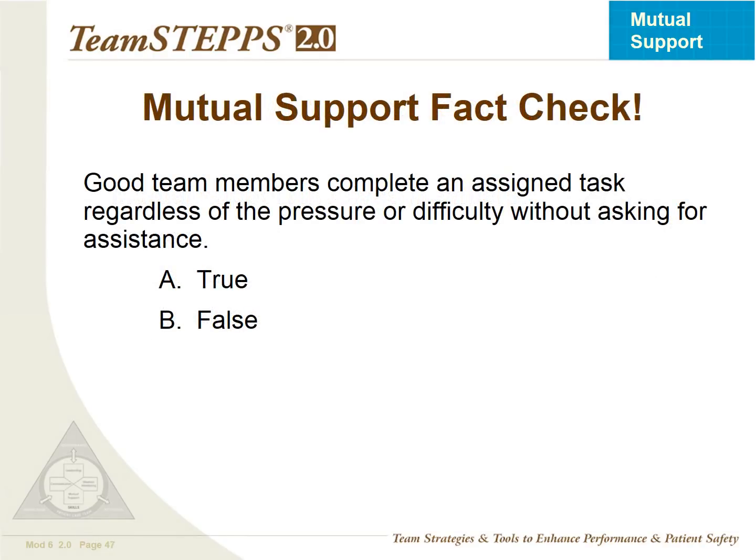Support fact check. Good team members complete an assigned task regardless of the pressure or difficulty without asking for assistance. Is that true or false? Go ahead and click the button now to reveal the correct answer. If you guessed false, you were correct. Asking for assistance does not make you a bad team member. It is in fact something that you should do if you find that you are unable to complete a task, because it's not just about what you can do, but what the team collectively can do.